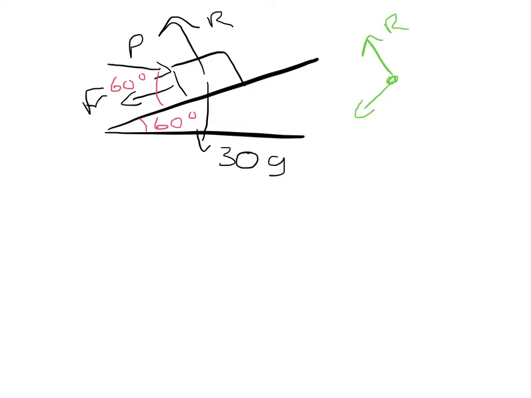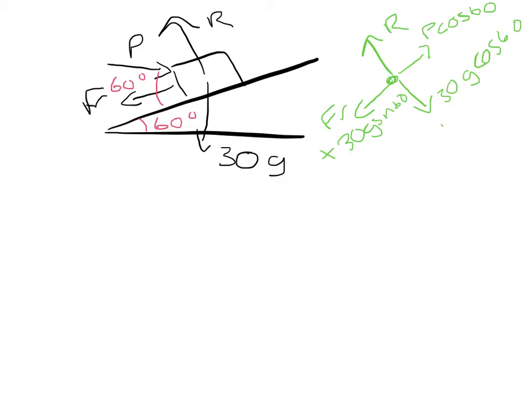R and friction are already perpendicular. The weight will have cos 60 acting into the plane and sine 60 acting down the plane. P is moving into the plane and down, so it will have a component up the plane and a component into the plane. So we have P cos 60 acting up the plane and P sine 60 acting into the plane.